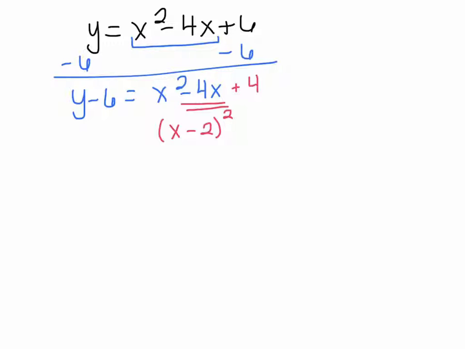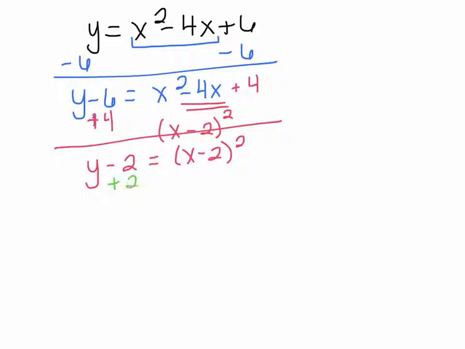And if I add it to the right side, I also add it to the left side. So I have y minus 2 equals x minus 2 squared. Next step, I have to move this 2 over, so I'm going to add 2 to both sides. That will cancel, and I have y equals x minus 2 squared plus 2.